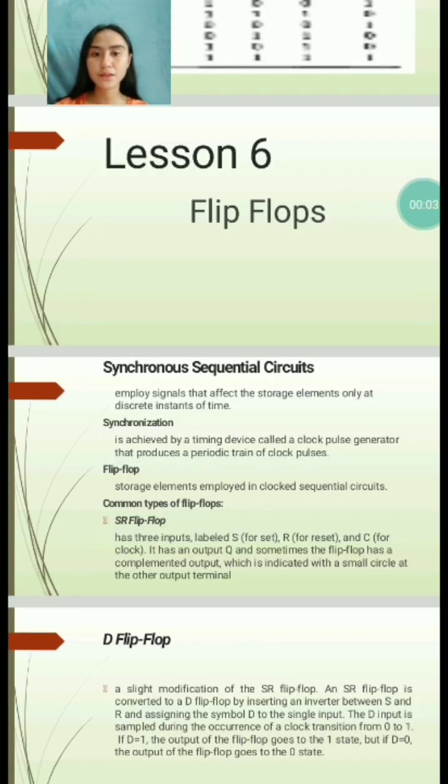And the last lesson is flip-flops. Flip-flops are storage elements employed in clocked sequential circuits. Synchronous sequential circuits employ signals that affect the storage elements only at discrete instants of time. Synchronization is achieved by a timing device called a clock pulse generator that produces a periodic train of clock pulses.